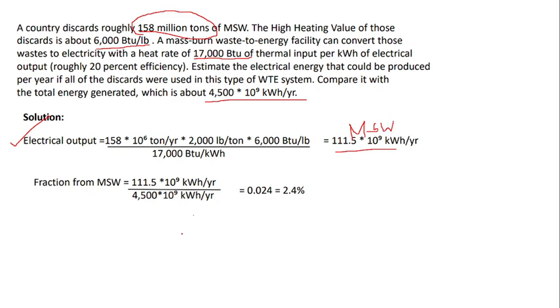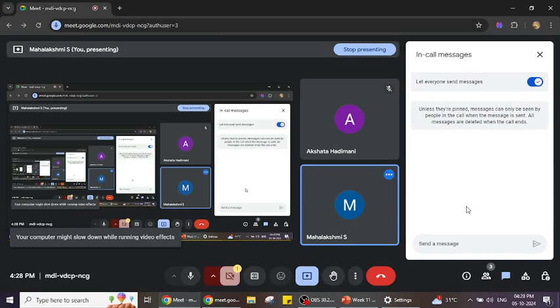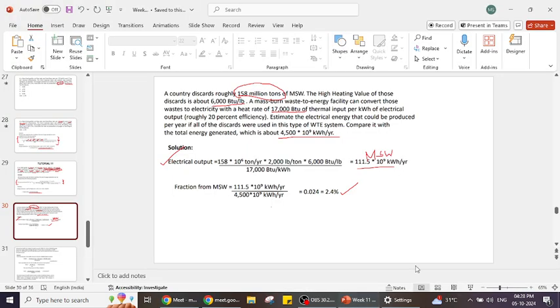So just divide it to find the fraction of energy produced from MSW. So it is nothing but 0.024 × 100. It will give you 2.4 percentage. So out of 100 percentage of energy produced in a country, 2.4 percentage of electricity can be produced from the municipal solid waste. Okay. Is there any doubt? If no doubts, we'll move on to the next question.